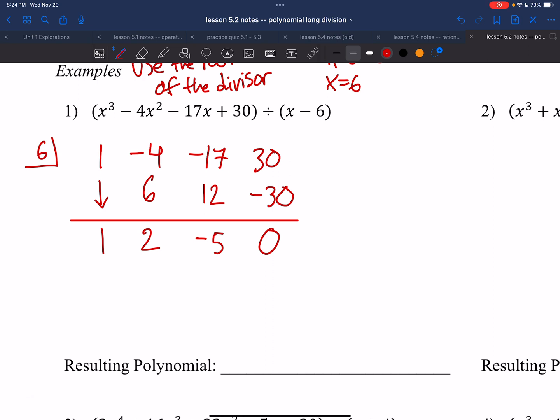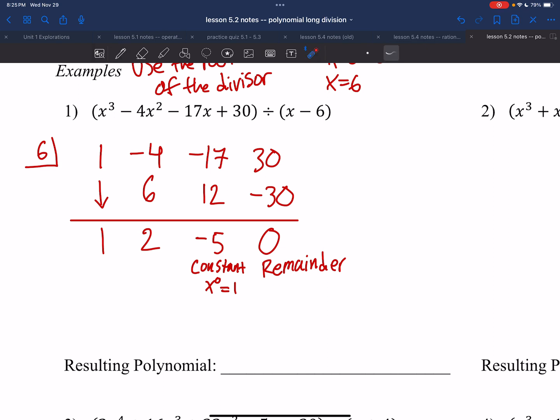Oh my gosh. Yes. So the way you interpret this result, the result in this last column, always, always, always represents the remainder. So this is what's left over. In this case, 0 is the remainder. The next term is the constant term. And constant is x to the 0, which equals 1.